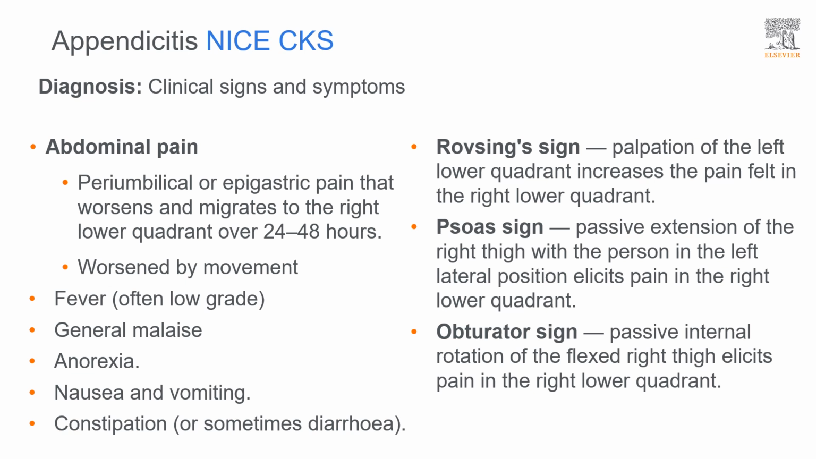Pain is worsened by movement and it's often associated with peritonitic features due to irritation of the peritoneum, presenting with rigidity, guarding and rebound tenderness.